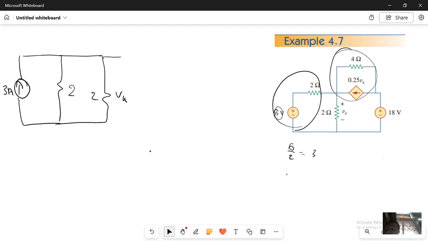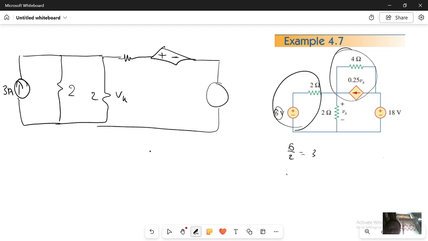I can convert it to a voltage source in series with this resistor. So I will have this resistor. I will have a dependent source again. Since it was a dependent current source, I will have a dependent voltage source, plus minus, because of the direction of the current in this case. I have this independent source, plus minus 18 volt.